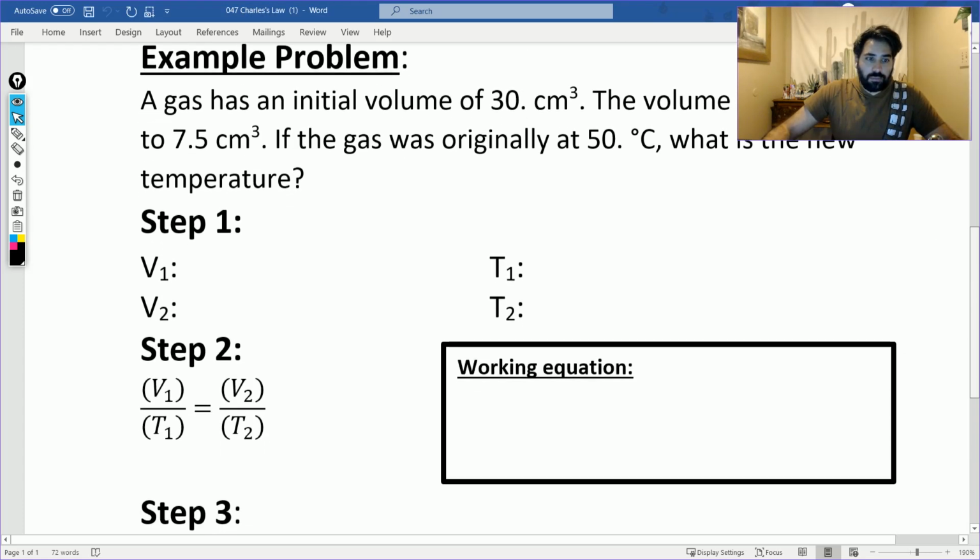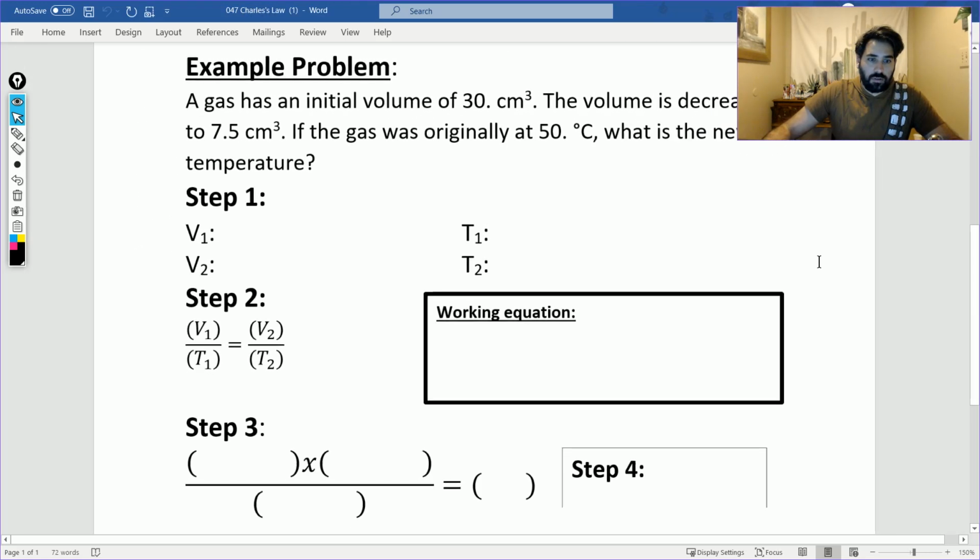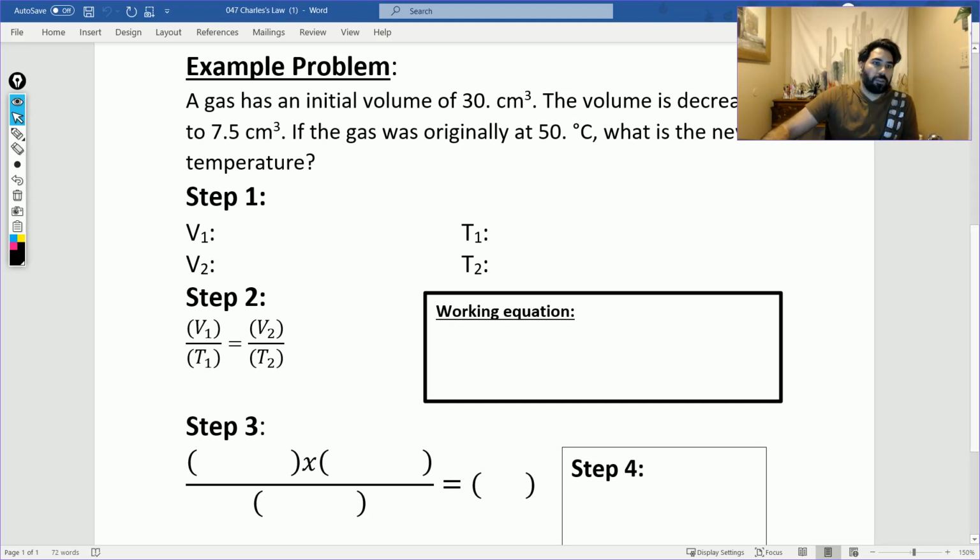I'm going to be smart this time and do that. Okay, so now let's read our problem. A gas has an initial volume of 30 centimeters. If the initial volume is 30 centimeters, well, that's our V1. 30 centimeters. And that's not just 30, it's 30 dot centimeters.